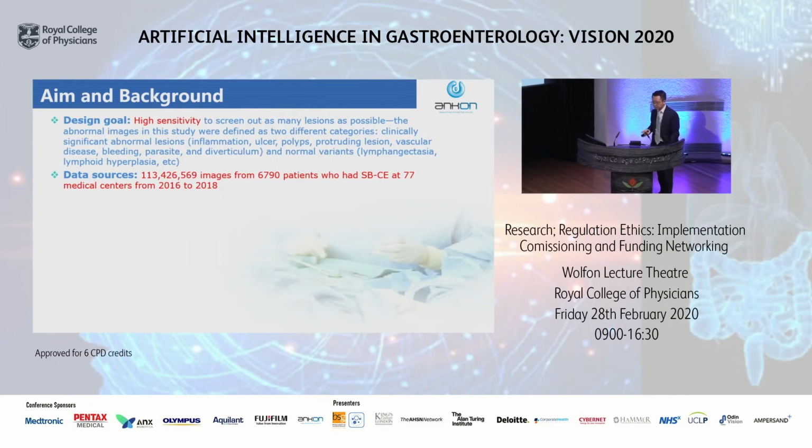Here I just give you a brief review about the clinical study we did together with gastroenterologists. The aim of the study, the design goal, was to produce the highest sensitivity to screen out as many lesions as possible. The data source is incredibly large, more than 113 million images from 6,790 patients who did the small bowel capsule endoscopy at 77 medical centers over 2 years.